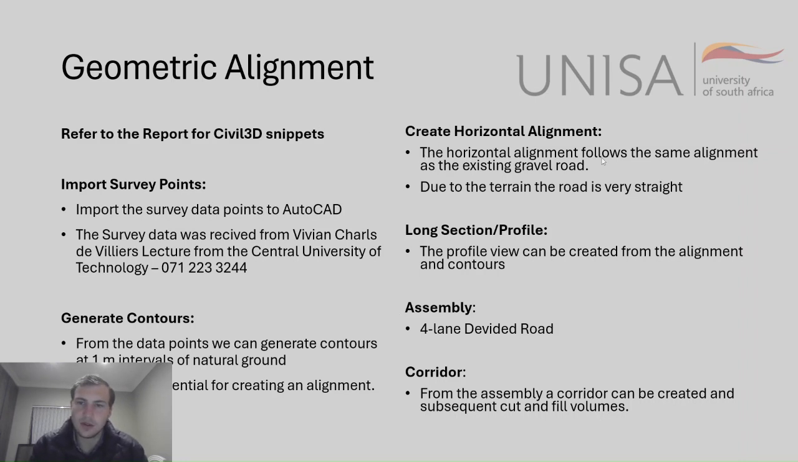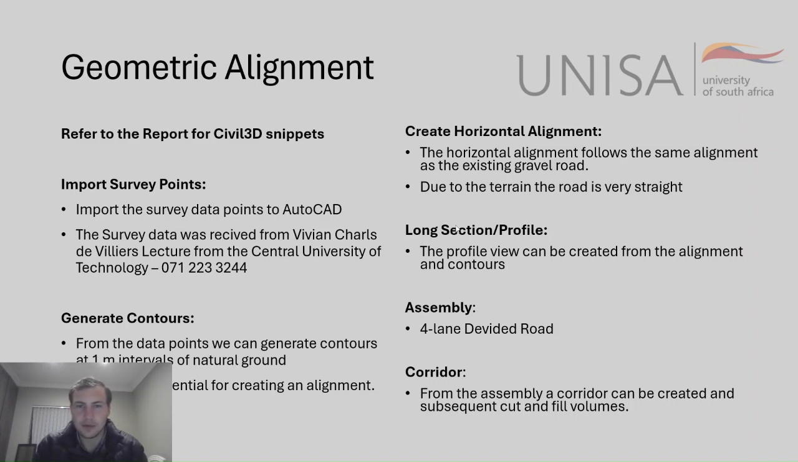The horizontal alignment follows the same alignment as the existing gravel road. Now that's an important one for us. It follows the exact same alignment as the existing gravel road. Due to that, the terrain of the road is very straight and very flat. So it's a free state. Everything is quite flat and straight here. So yeah, that's what we have there.